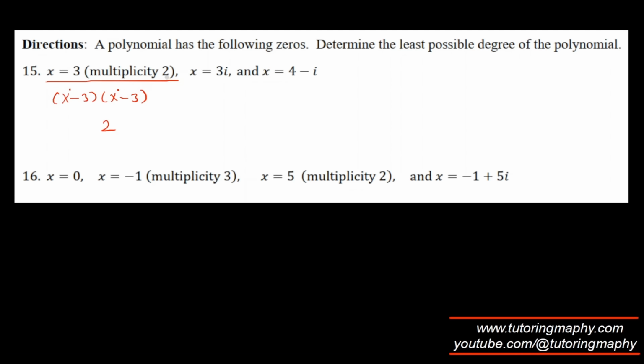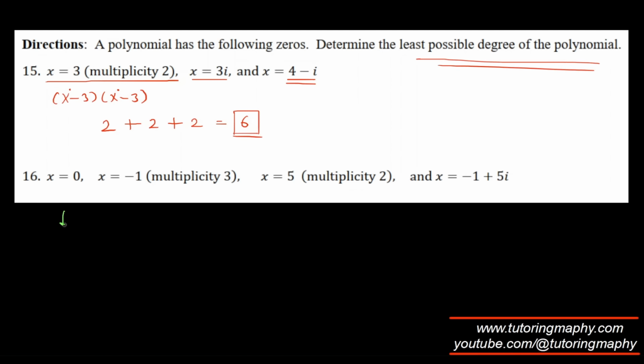Otherwise, I would have right away said that multiplicity 2 means this is contributing to a power of 2. Likewise, x equal to 3i is just one root, so contributing to one power, but we just discussed that complex zeros occur in conjugate pairs. So negative 3i will also be a root, so it will actually contribute 2 powers. Likewise, this and its conjugate too, so this is 6. This is the least possible degree of the polynomial.